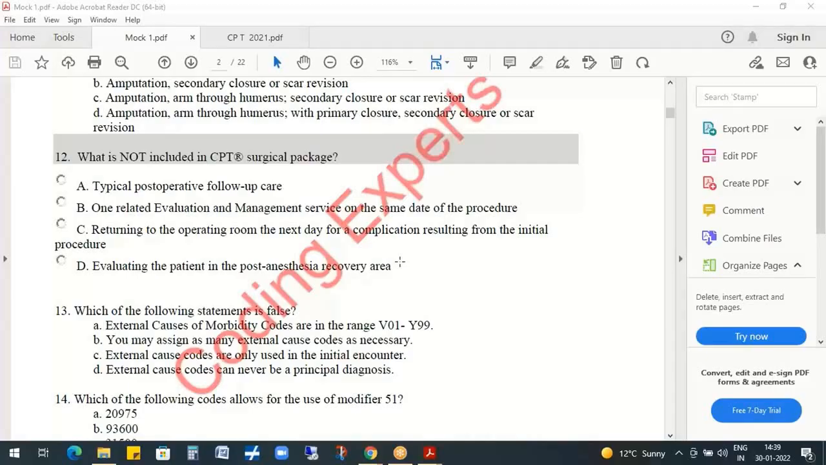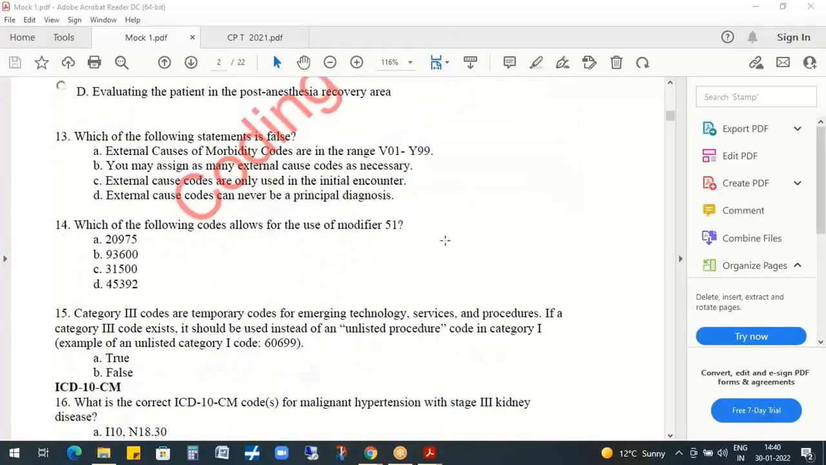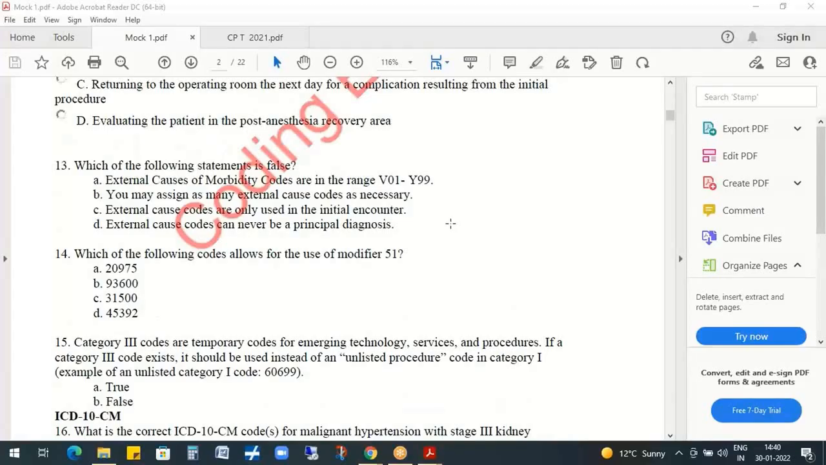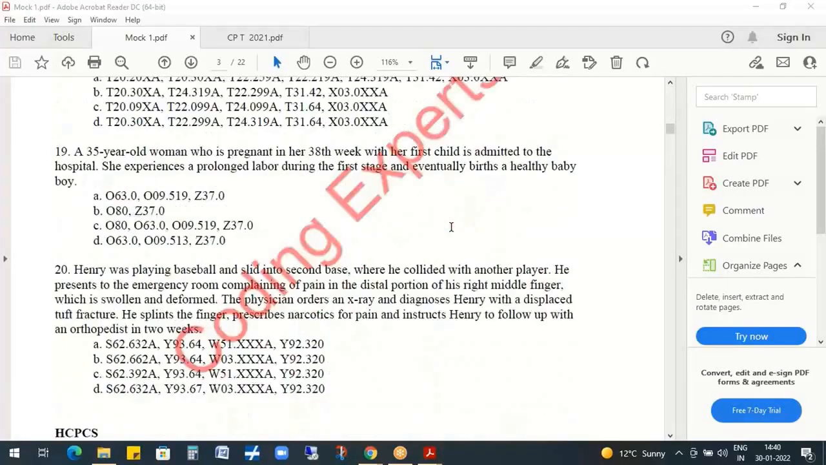Okay. External cause codes are only used in the initial encounter. It's a false statement. That is the false statement. We can use them in the subsequent encounters also. Understood, Kalpana? Yes, sir. Okay, sir. Next one, up to 20, any doubts?